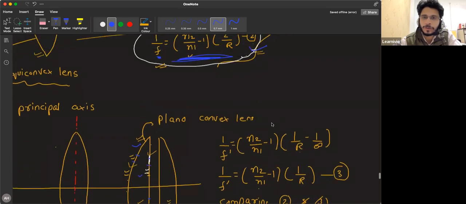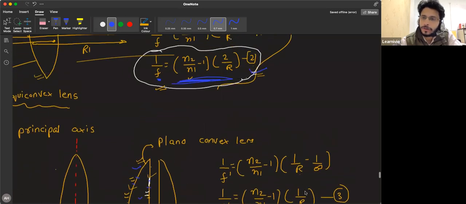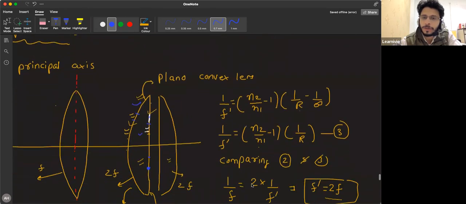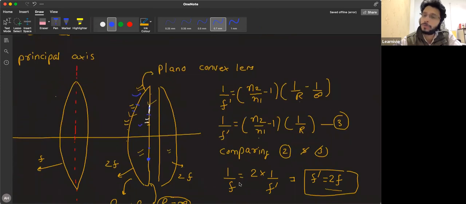Again, see, this is equation 3 now. If I multiply equation 3 with 2, you will get equation number 2. So on multiplying 1 by f prime with 2, you get 1 by f. If you cross multiply them, you say that f prime is equal to 2f. So if you take a lens and cut that lens into two parts perpendicular to the principal axis, the plano-convex lens that you get has a focal length double that of your equiconvex lens. Is it clear?